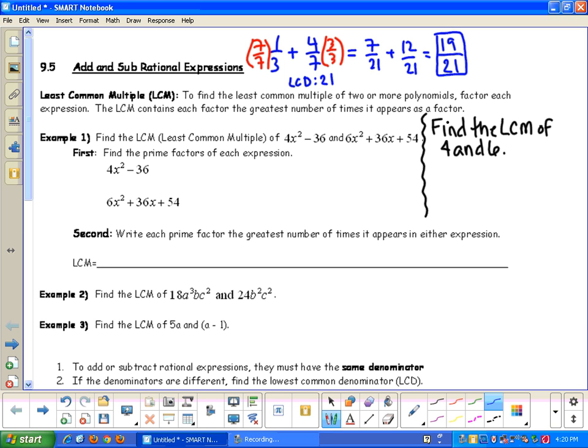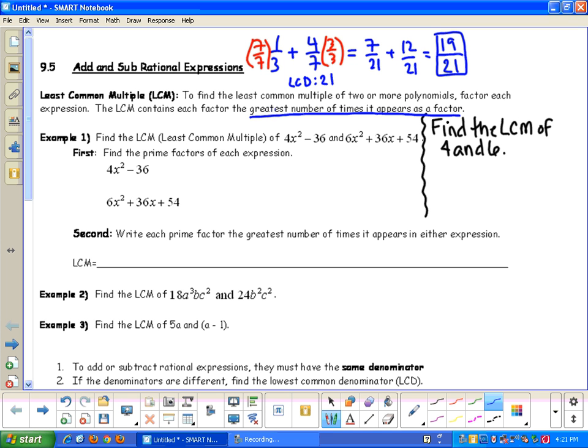So the first thing that we need to do is figure out how to find your least common denominator, and we're going to do that by practicing by finding the least common multiple first. To find the least common multiple of two or more polynomials, factor each expression. The least common multiple contains each factor the greatest number of times it appears in the factorizations. And then you're going to multiply those together. So let's start with numbers because those are usually easier to do first.